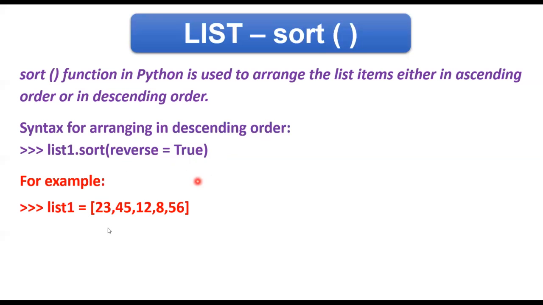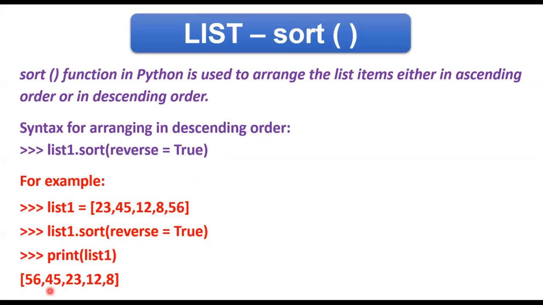For example, list1 is equal to this. We are taking the same list example. Now I'm going to apply list1.sort(), and inside it I'm passing reverse=True. Then my print function will return me this result. And again, the same thing: the list is converted into this particular list permanently. So my list has been sorted in descending order. Now let's implement these two functionalities practically also.